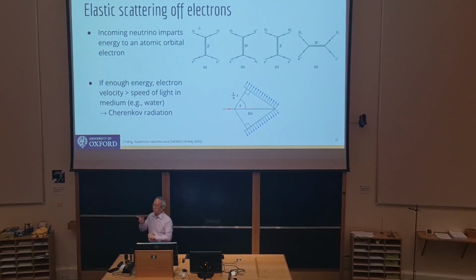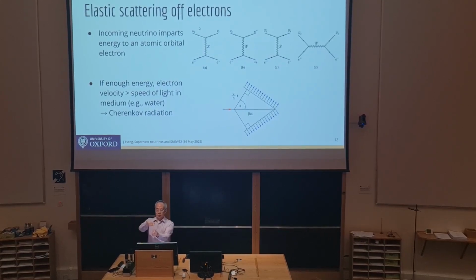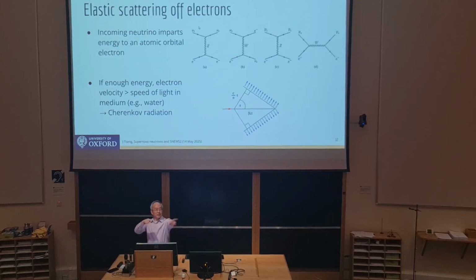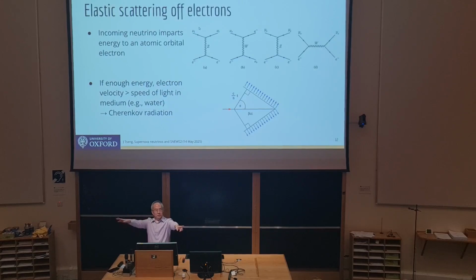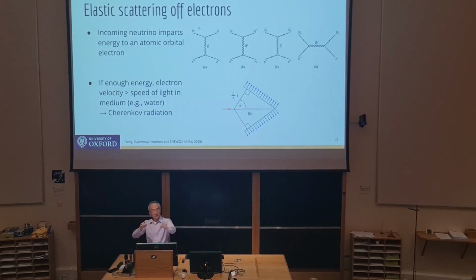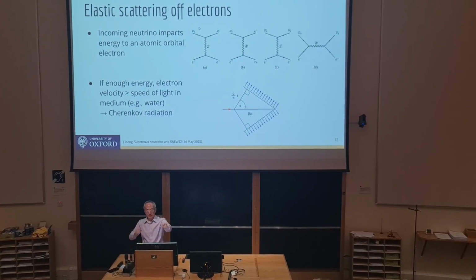Now, the way that we would see these events: you had your neutrino coming in, you had your electron, which was relatively speaking at rest. That electron gets kicked out somewhere. The neutrino goes away, you still don't see it. So you can only pick up the energy of the electron that got kicked.